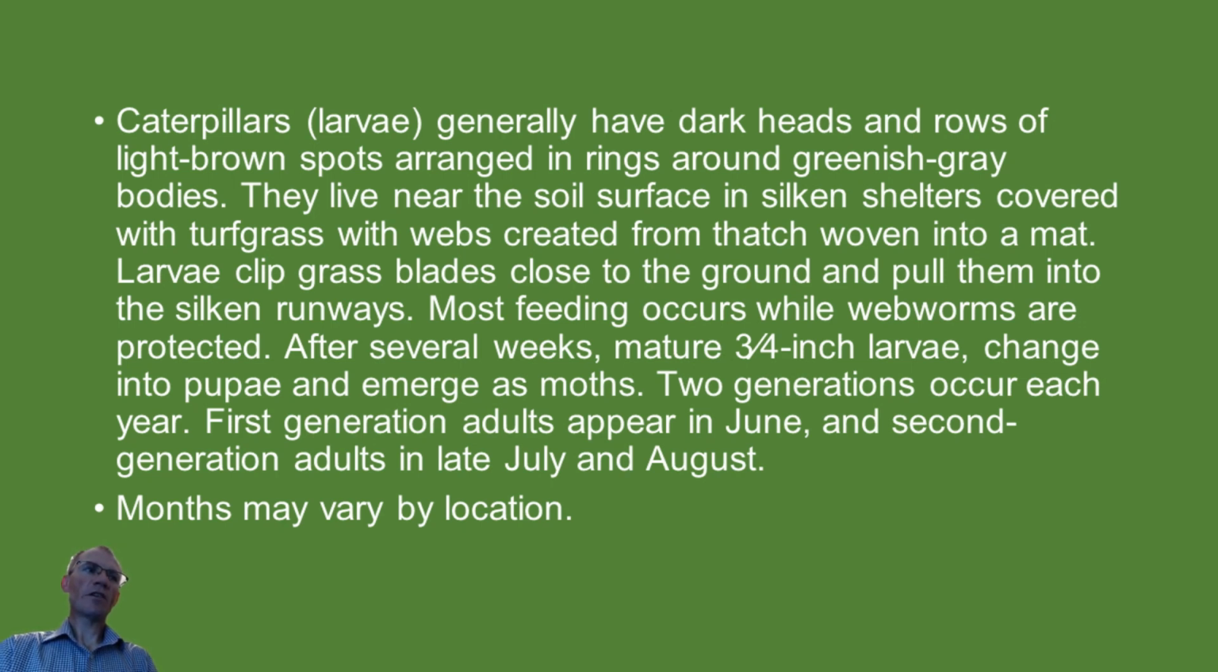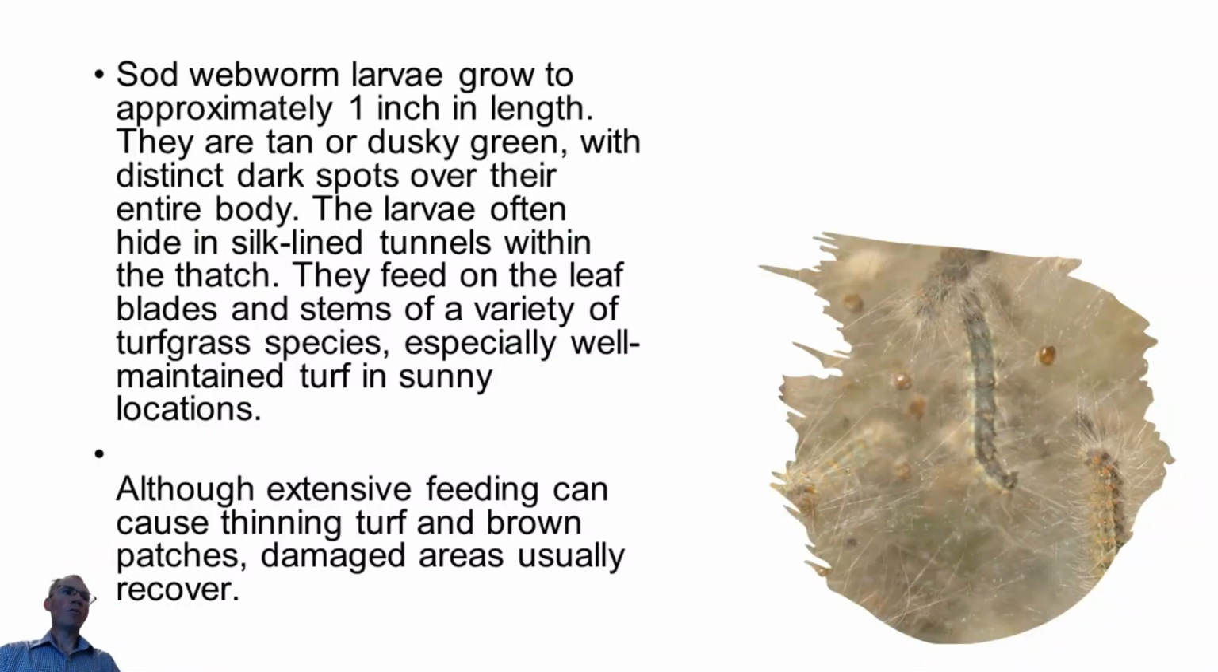Two generations occur each year. First generation adults appear in June, and second generation adults in late July and August. Months may vary by location. Sod webworm larvae grow to approximately 1 inch in length. They are tan or dusky green with distinct dark spots over their entire body. The larvae often hide in silk-lined tunnels within the thatch. They feed on leaf blades and stems of a variety of turfgrass species, especially well-maintained turf in sunny locations.